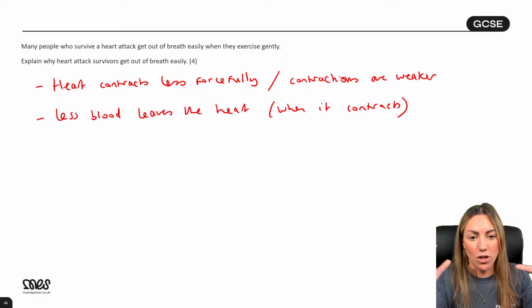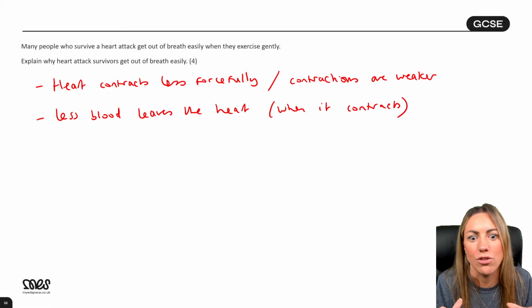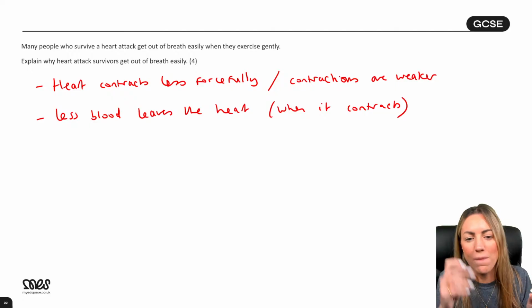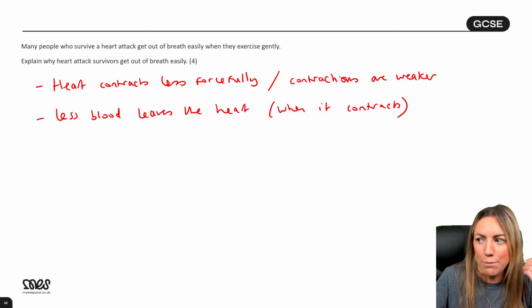Think about it. If the contractions are weaker, less blood gets ejected, less blood leaves the heart, specifically from the left ventricle, right? Because the left ventricle is the one that sends blood into the aorta and all around the body. So less blood leaves the heart.